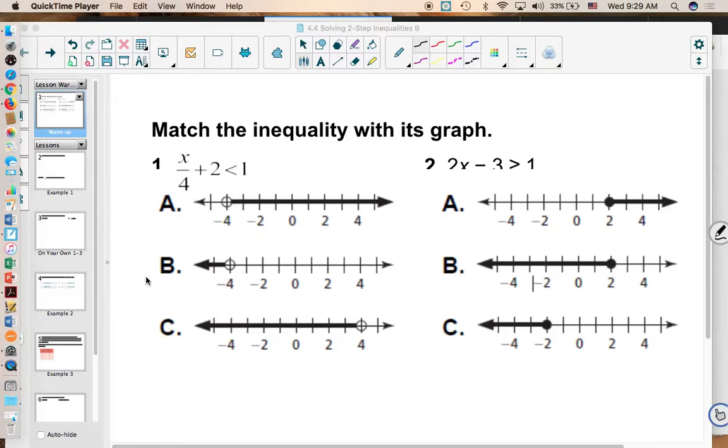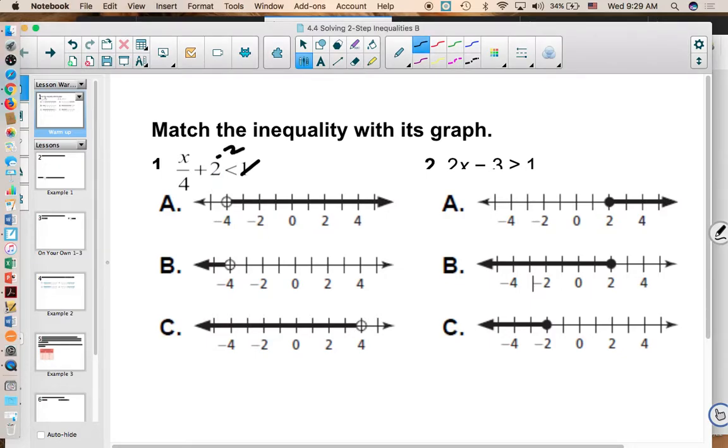What's the first thing I need to do to solve it? What's the first thing I'm going to do? Nope. What's the first thing I need to do to solve it, Justin? Multiply 4. No, sir. First thing I need to do to solve it, Molly, subtract 2 from both sides. So if I subtract 2, this becomes -1. Am I correct? Yes. Okay. So now this is gone.